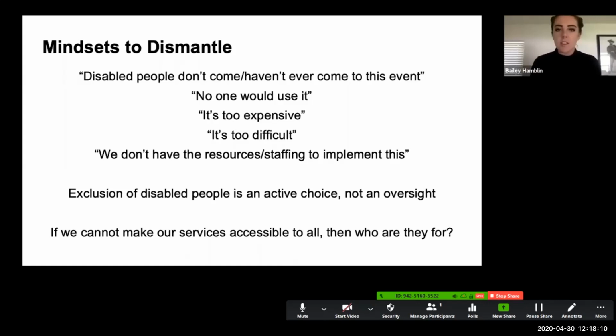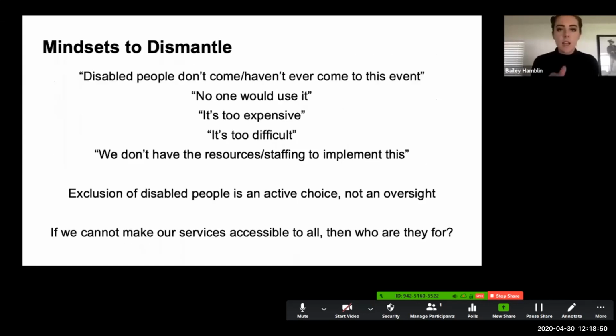So I think we want to avoid these mindsets, realizing that the exclusion of disabled folks is an active choice and not just an oversight. If we pause and do some thinking and really plan our programming out, we'll notice that we could build these things in a lot easier than we perhaps think. And if we're not making our services accessible to all, then who are they really for? If we're not making them accessible, then they're really for non-disabled folks. And that's leaving a whole population of our students, faculty, and staff out.